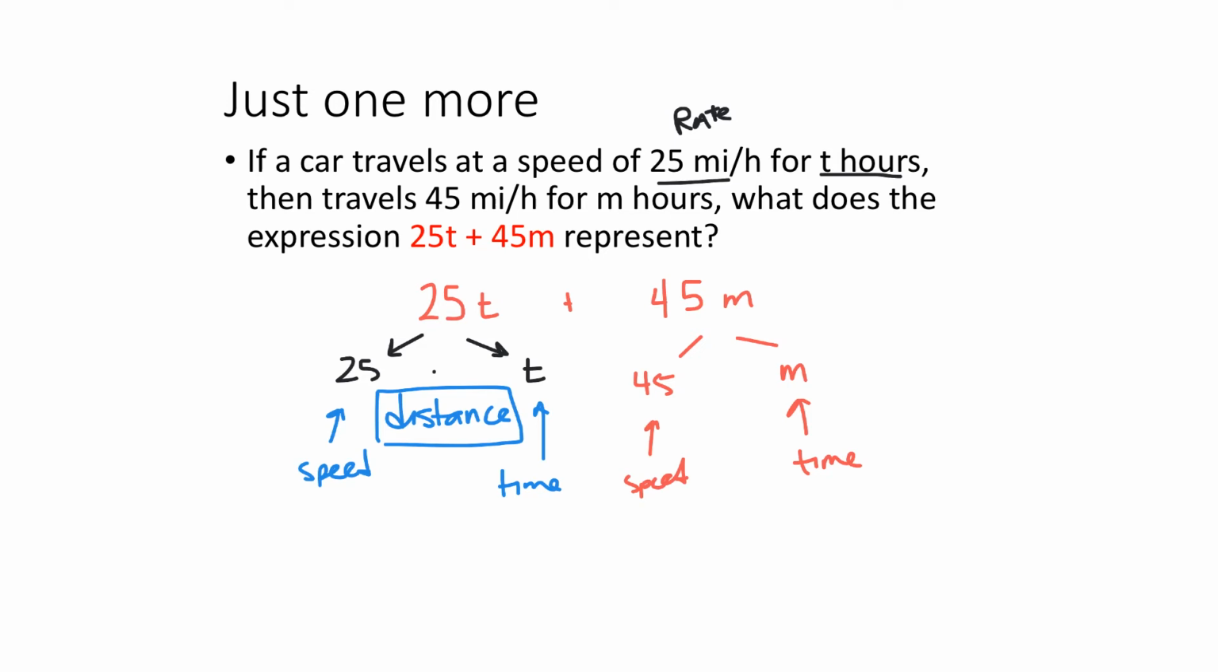So notice that we're using 2 different variables to talk about 2 different speeds and 2 different times that I'm traveling. So that's how we create these expressions. That's how we use these to our advantage. So just understanding how these things are put together.